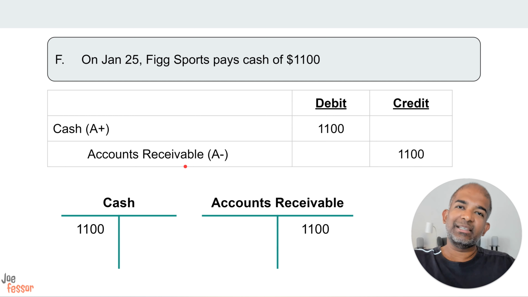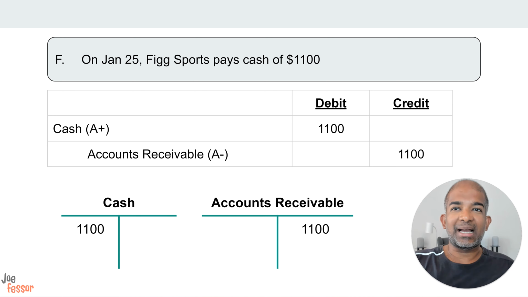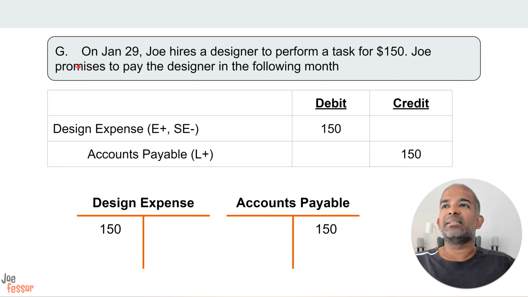So you have a receivable of $2,300 and I'm removing $1,100 from that. So you still have some accounts receivable left. Cash is debited $1,100 and accounts receivable is credited $1,100. The next transaction, transaction G, on the 29th of January, Joe hires a designer to perform a task for $150. He promises to pay the designer in the following month. He's going to pay the designer in February.